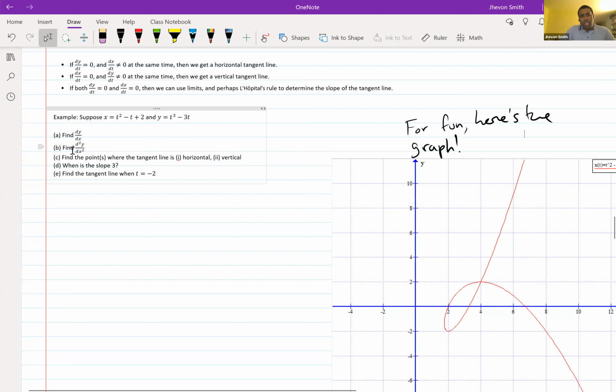Find the first derivative, find the second derivative, find the points where the tangent line is horizontal and vertical, where the slope is 3, find what is the equation of the tangent line when t equals -2. So let's actually figure this out for this crazy looking graph over here.